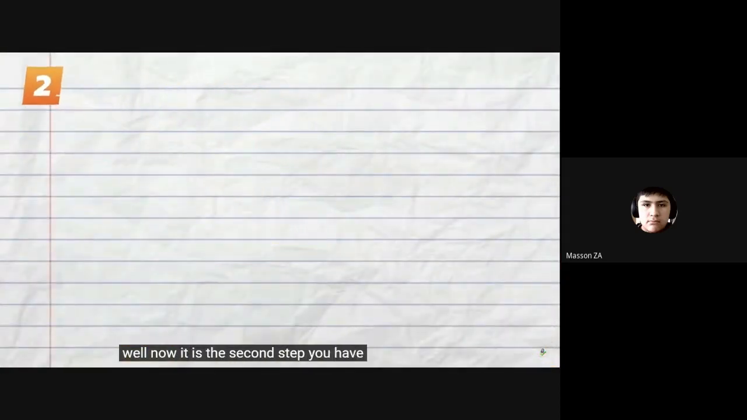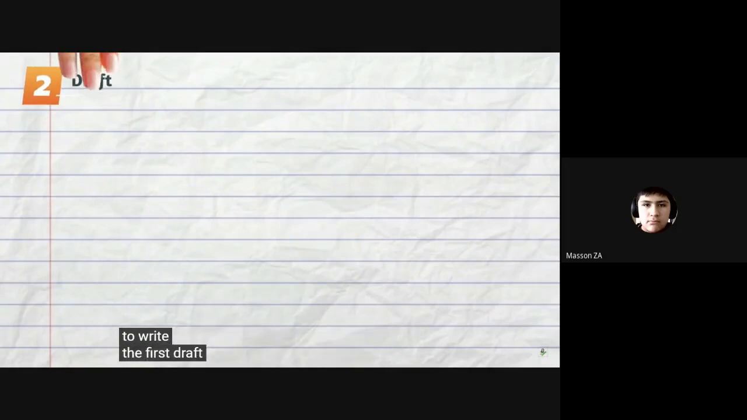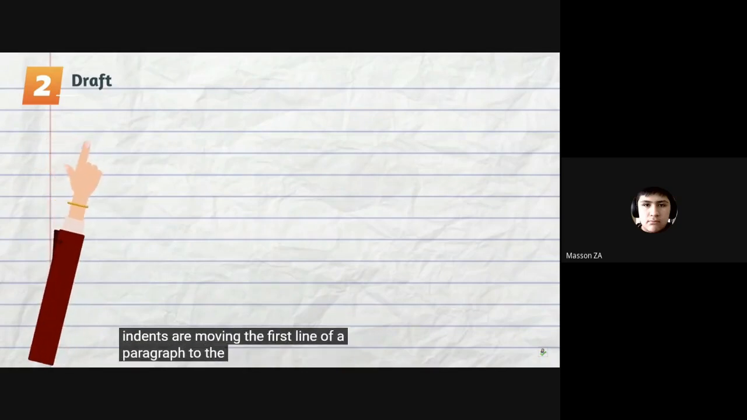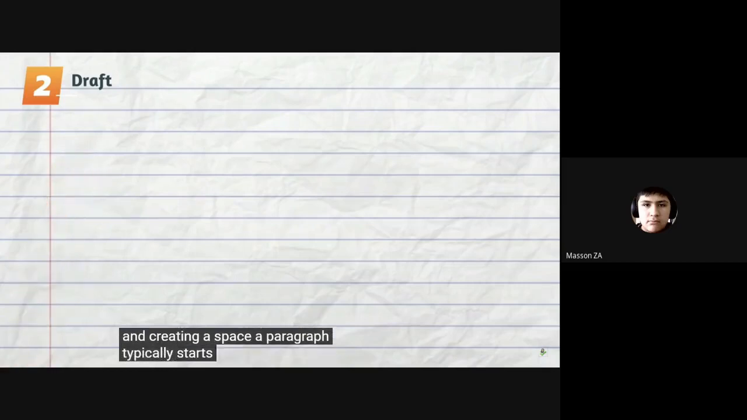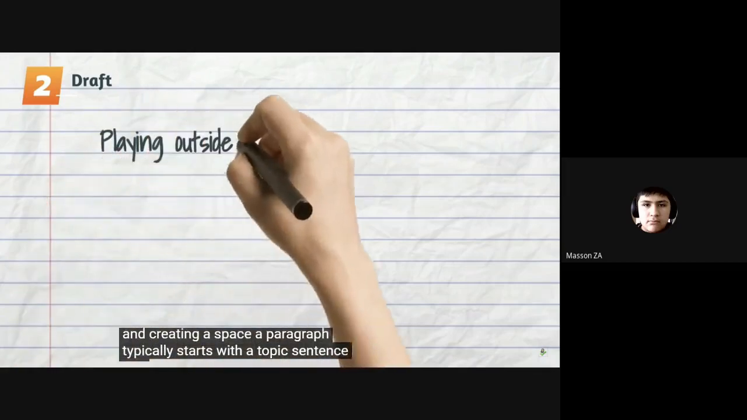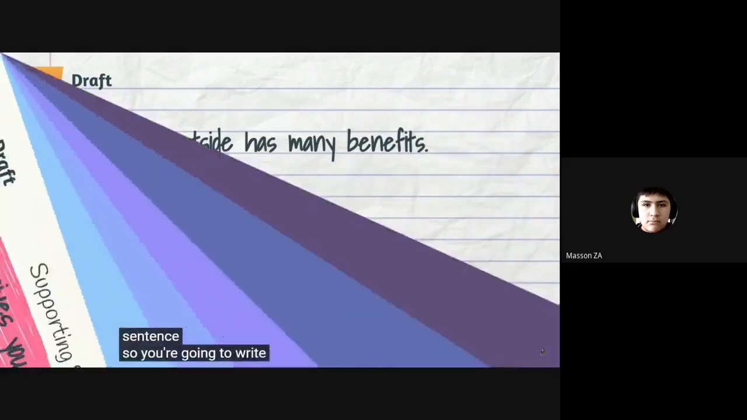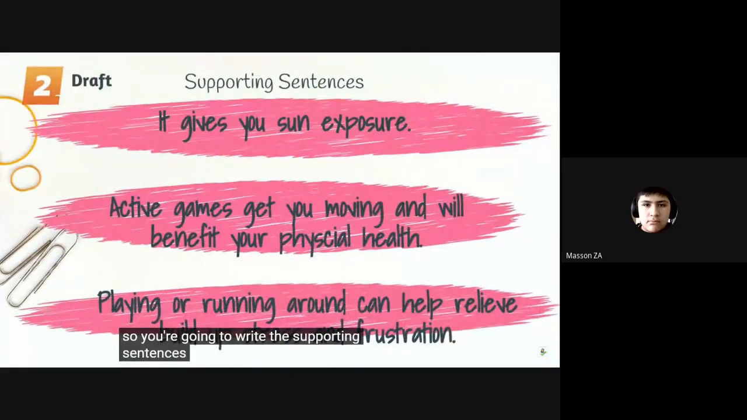Well, now it is the second step. You have to write the first draft. Leave an indent. Indents are moving the first line of a paragraph to the right and creating a space. A paragraph typically starts with a topic sentence, and the rest of the paragraph provides details to support and develop the topic sentence. So you're going to write the supporting sentences.